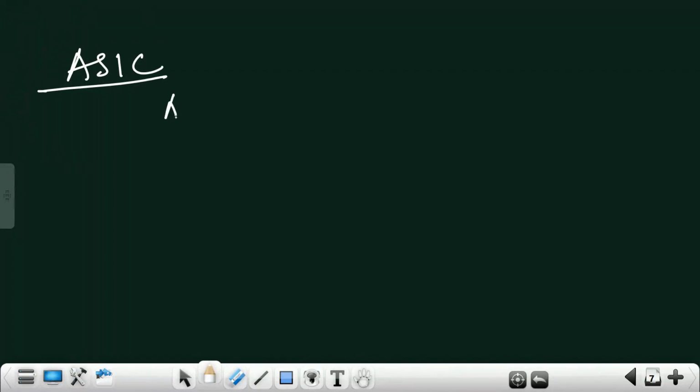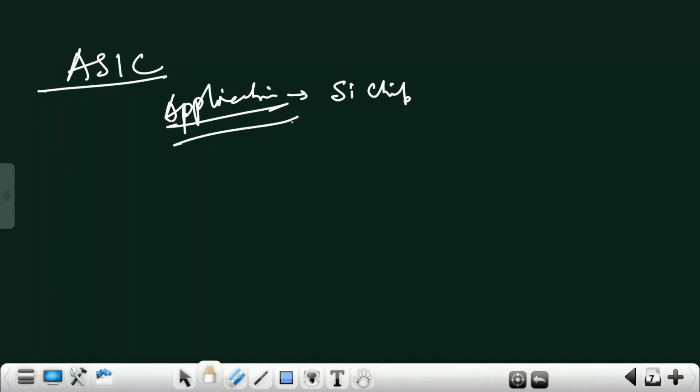So can you tell me what all applications you see in day-to-day life which consist of a semiconductor chip? Can you give me some application which you see in day-to-day life? Can you write in the chat box?